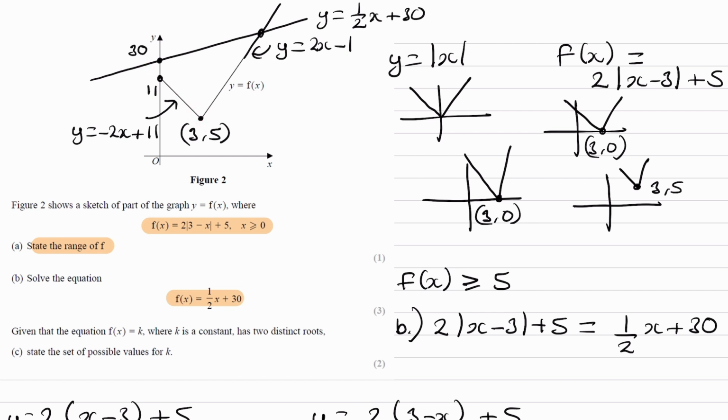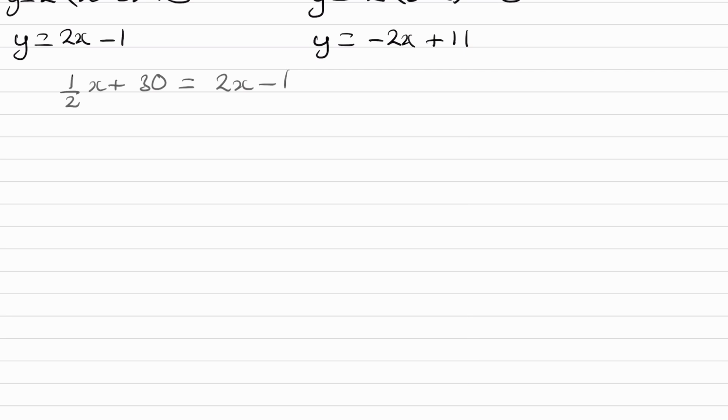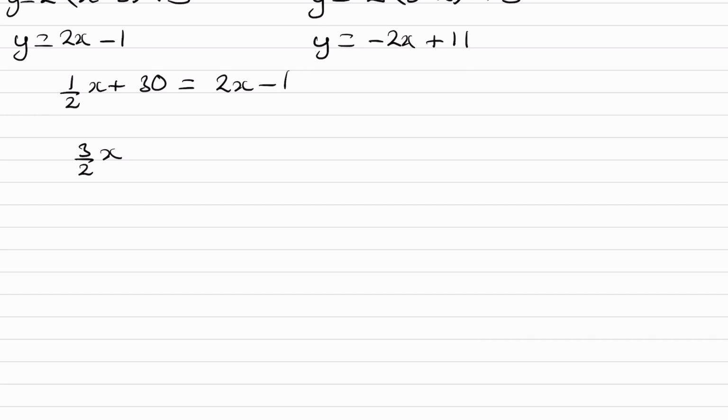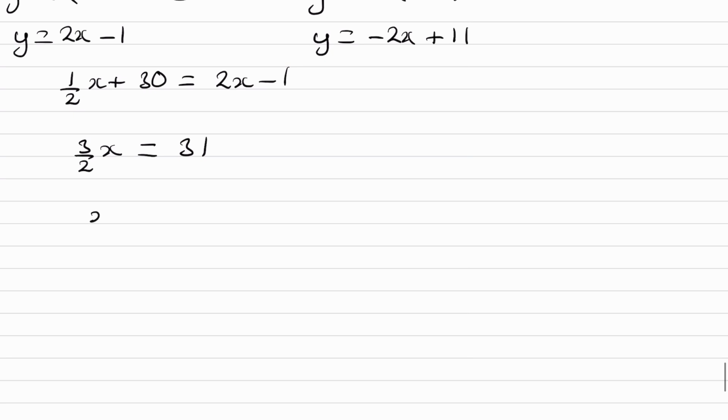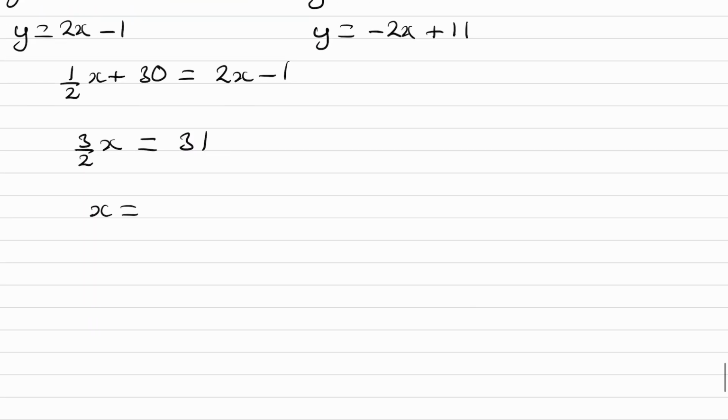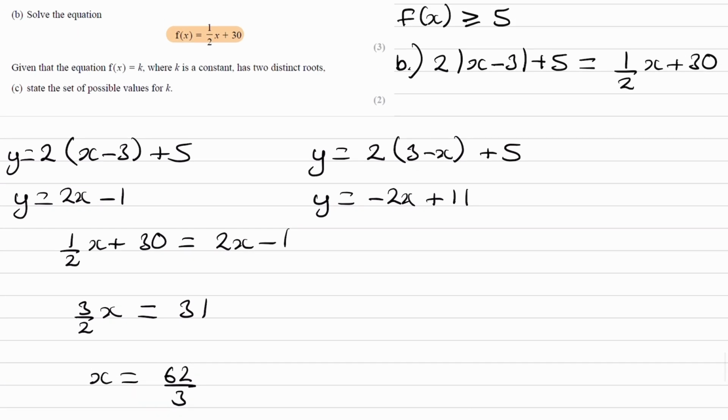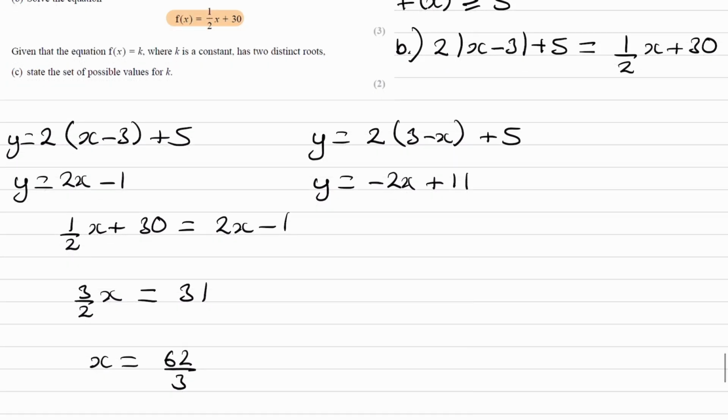Alright, so then we equate these two or solve these two things simultaneously. Half x plus 30 is equal to 2x minus 1. 2x minus a half x is 3 over 2 x. Bring the 1 over, we get 31. This is equal to 31, times that by 2 over 3, and we end up with 62 over 3, which is our final answer for part B. On to part C.